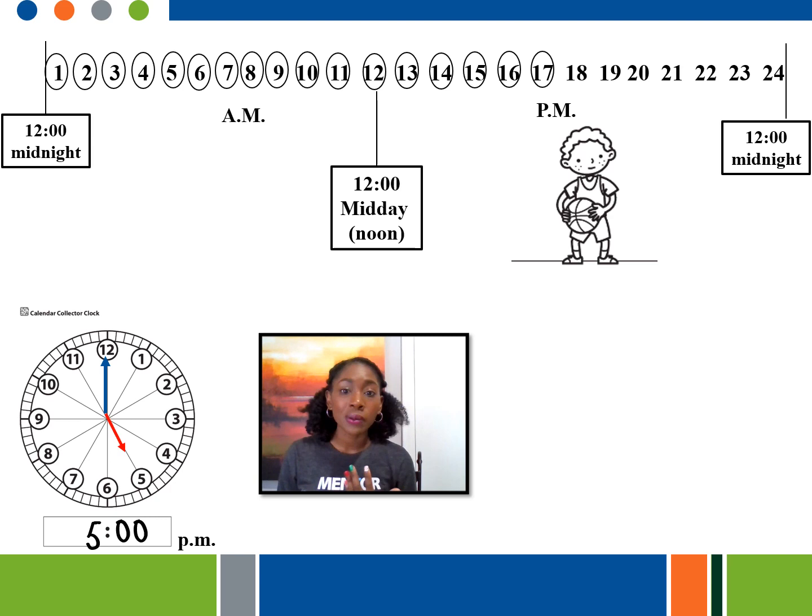We would probably be playing basketball at recess, or when we are at home, maybe you have a basketball team that you're on and you would go to that after school. And that all happens in the PM time.